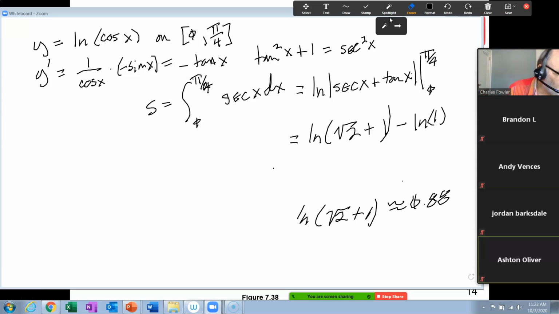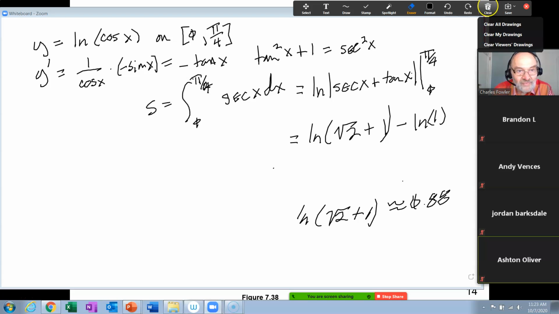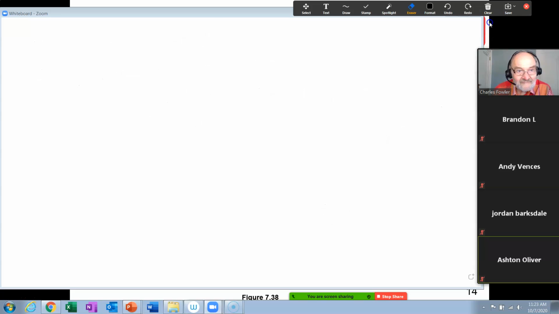So now we go to example 5. This is length of a curve. Any questions on this one before I erase it? Okay, y'all are not speaking up very fast, so I'm going to go on and erase. How are we doing on time? We've got some time here.